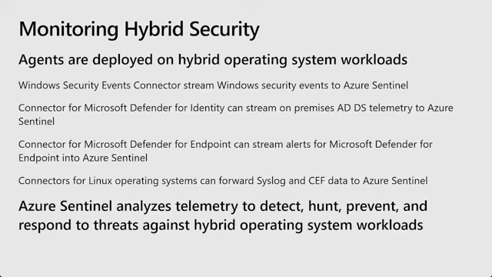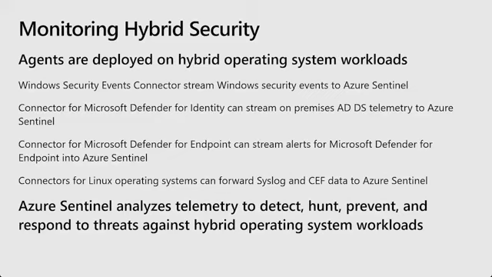we can then send the different security log data to, for example, Azure Log Analytics, and then also to Azure Sentinel. So what we can do here is send Windows security events with a connector to Azure Sentinel. We can also use different connectors for identity to send on-premises Active Directory Domain Services telemetry to Azure Sentinel. We also have one for Microsoft Defender for Endpoint to stream the alerts to Azure Sentinel.